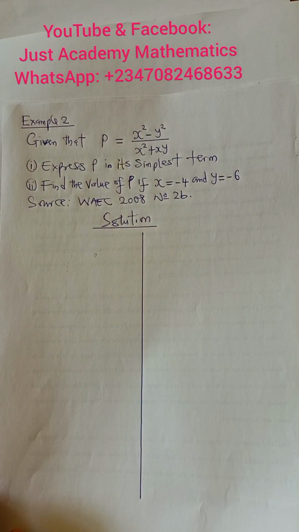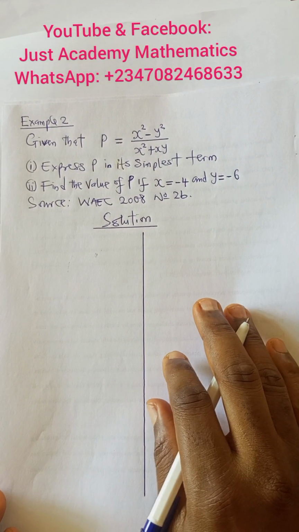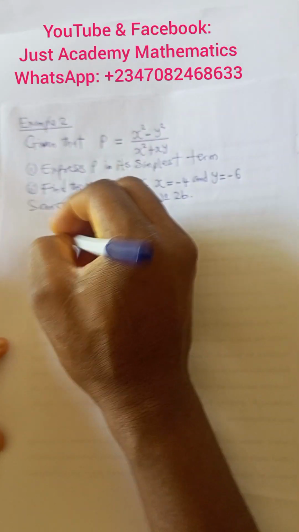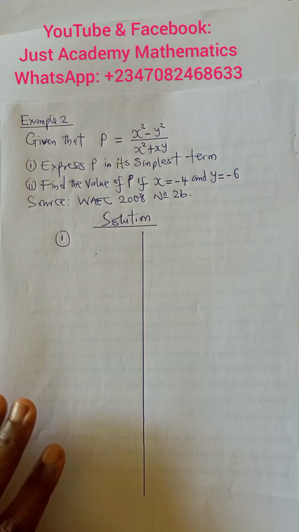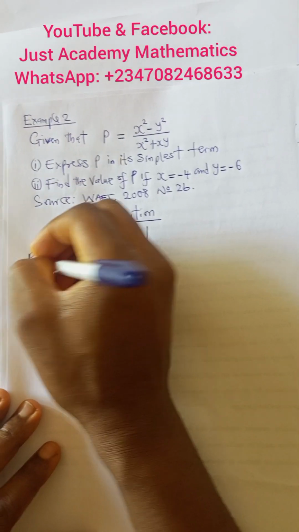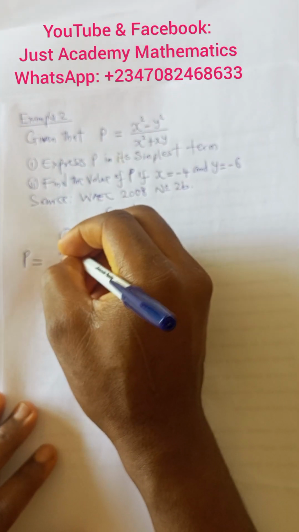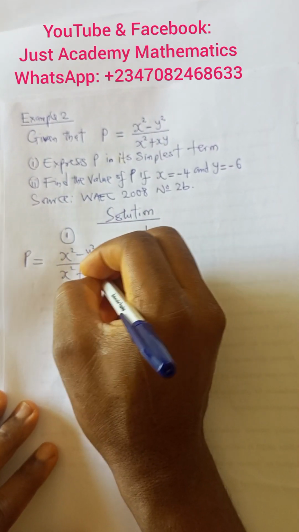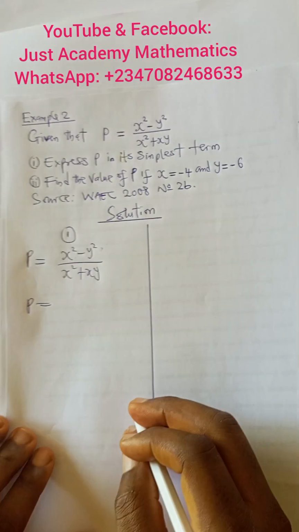Now that brings us to example 2. Look at example 2. Example 2 says given that P is equal to that, express P in its simplest form. What are they saying? I say we should just simplify P in its simplest form. That is, P is equal to x square minus y square over x square plus xy. So P in its simplest form.